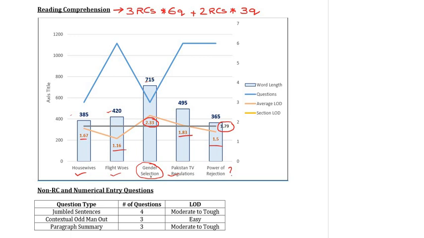However, when I look at this passage on gender selection, I observe that there are a number of parameters going against it. One, it was the longest passage of the entire section. Now, just to give you an idea, the standard word length nowadays is somewhere between 400 to 600 words.